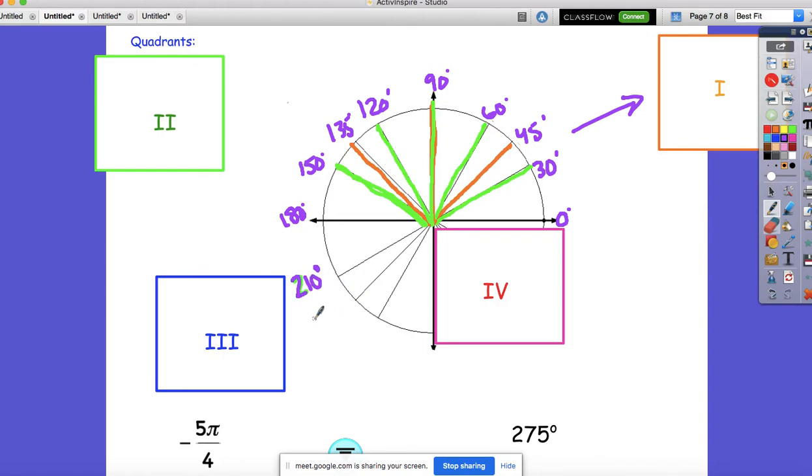And then this would be 225. And this would be 240. And straight down is 270 degrees. So all of those are in quadrant three. All of these were in quadrant two.